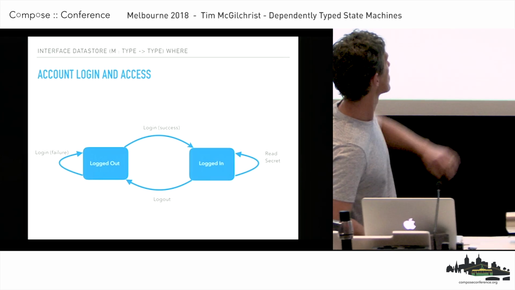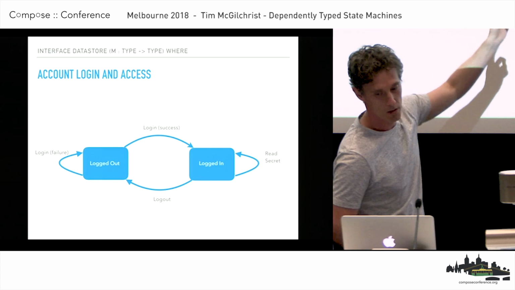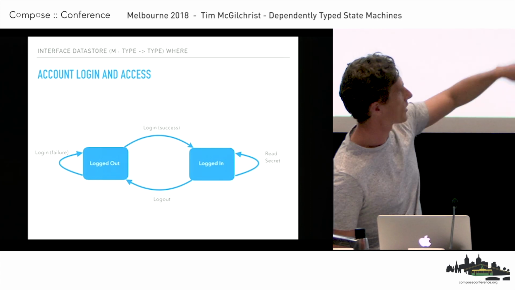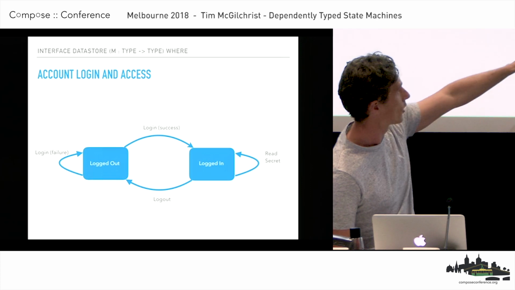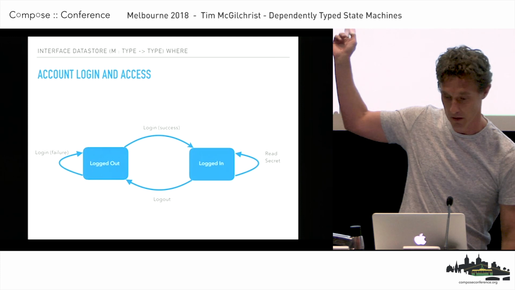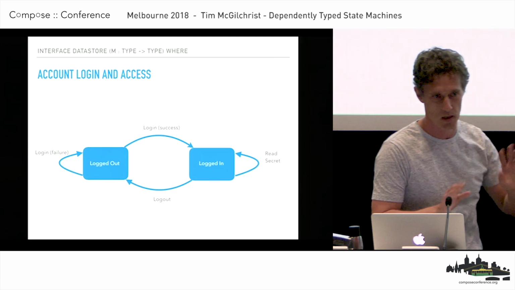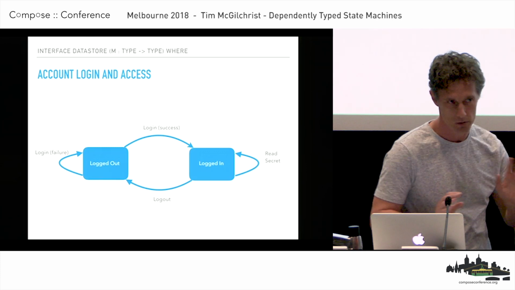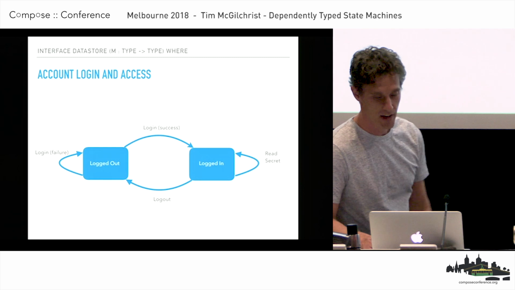So we've got 2 states. We've got a logged in state and a logged out state. And we've got some arrows, so we can log in, and if it's successful, we go to the logged in state. If we log out, we go back from the logged in state to logged out state. If we log in and it's a failure, we stay in the logged out state. And if we're logged in, we can access some sort of protected secret resource. So fairly simple.